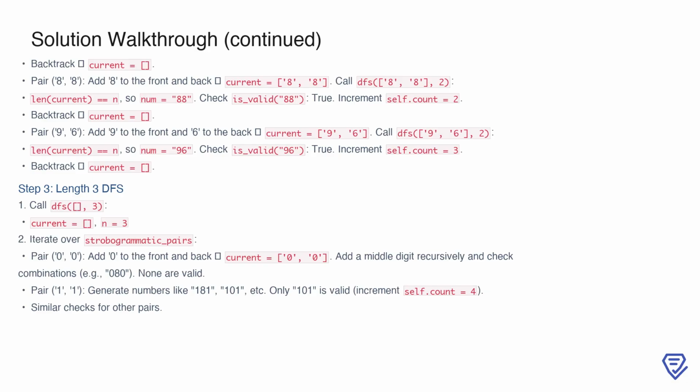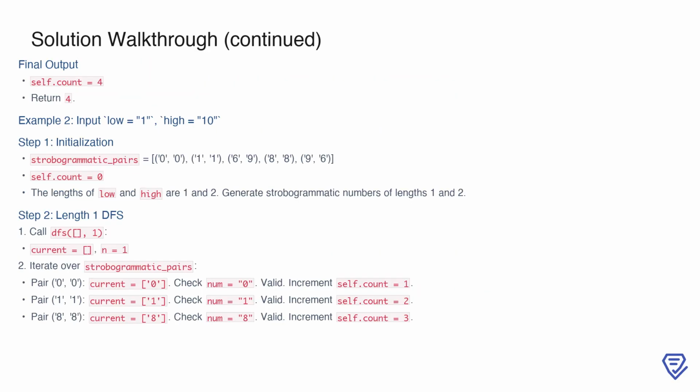Here, we again start with an empty list and iterate over the strobogrammatic pairs. For the pair 0, 0, we add 0 to the front and back, then recursively add a middle digit to form numbers like 080. However, none of these numbers are valid. When we try the pair 1, 1, we generate numbers such as 181 and 101, and find that only 101 is valid. We increment the count to 4. Similar checks are performed for other pairs, but no additional valid numbers are found for this length.